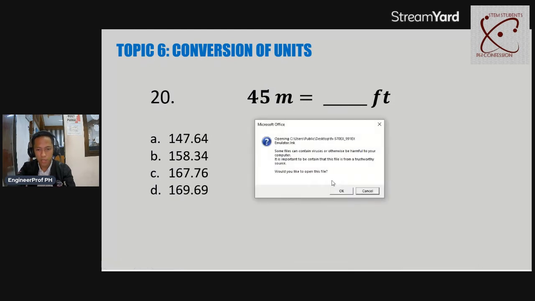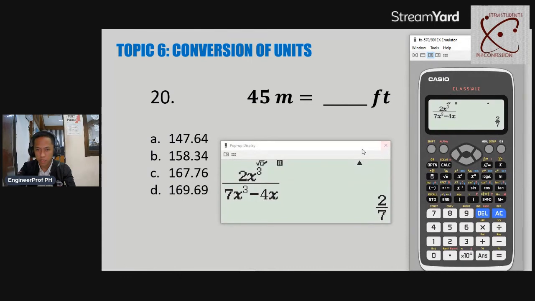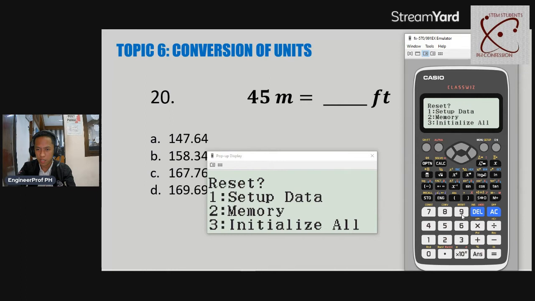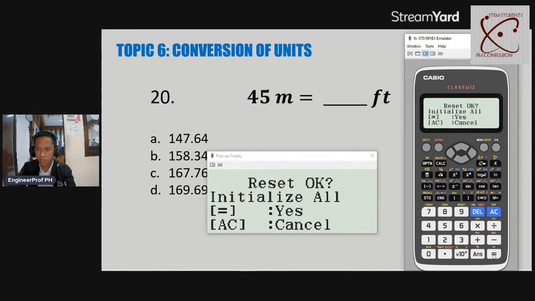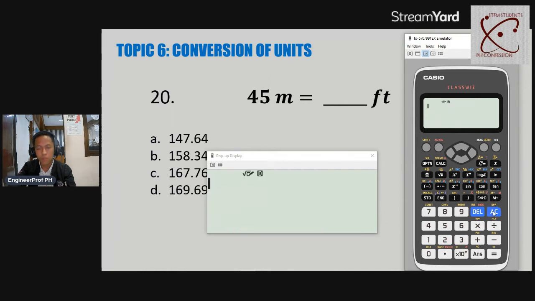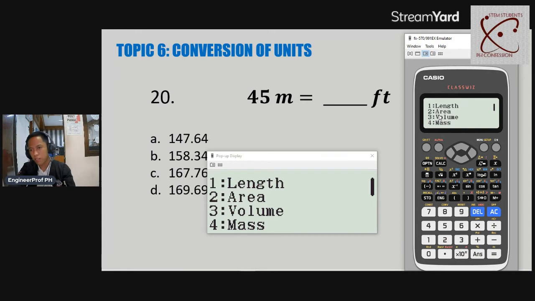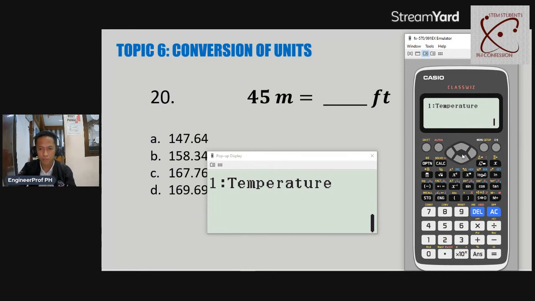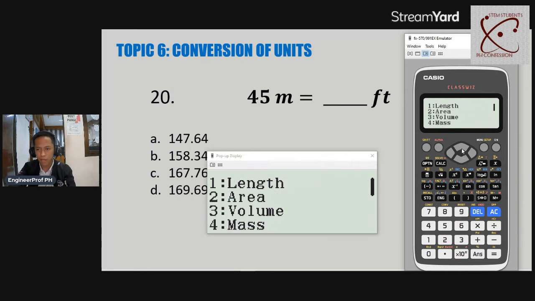Okay? So, open the calculator. Again, next topic na to, let's just clear the calculator. So, shift, reset, initialize all, then equals. AC. Ayun. So, for conversion, just press shift, conversion. Ayan. Then, dito makikita natin napakarami na, guys, meron kang length, area, volume, mass. We have the velocity, pressure, energy, power, and of course, the temperature. Okay? Meron tayo dito maraming conversion.